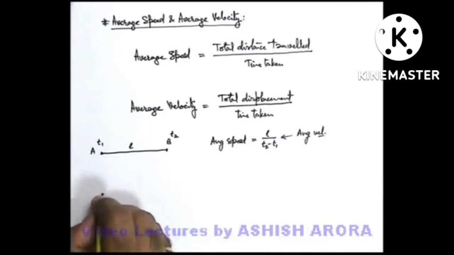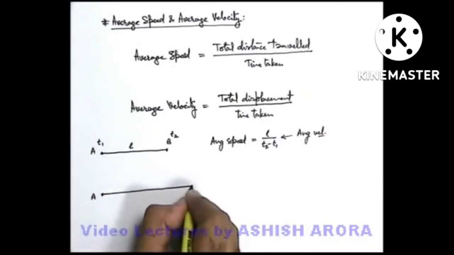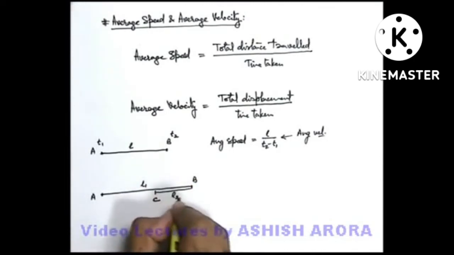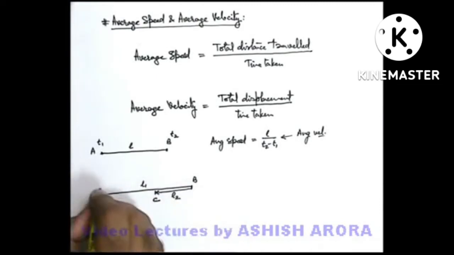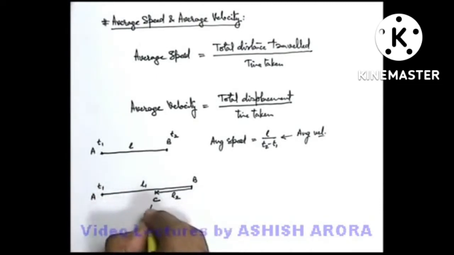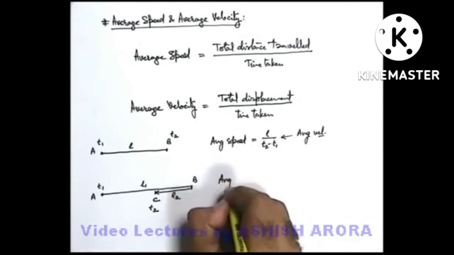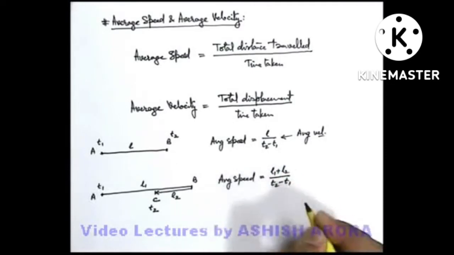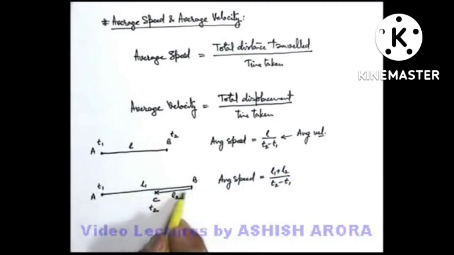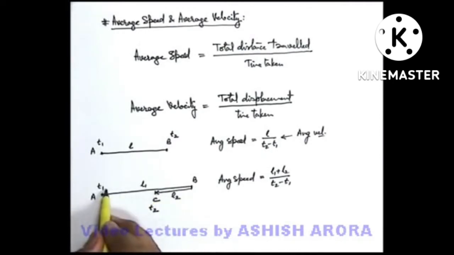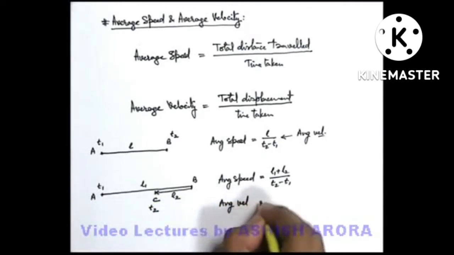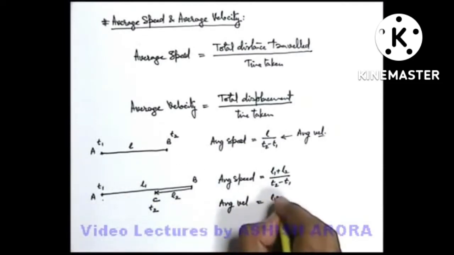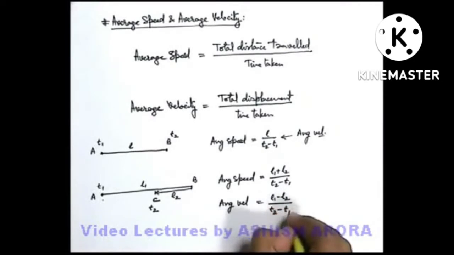But say in a one-dimensional motion the situation is like this: a particle starts from A, goes to a point B located at a distance L1, and then it comes back to a point C by traveling a reverse distance L2, and say it was at position A at time t1 and at C at time t2. In this situation, average speed is written as L1 plus L2 by t2 minus t1, because in moving from point A to C, the total distance covered is L1 plus L2 and the time taken is t2 minus t1. And the average velocity is displacement upon time. So the displacement will be L1 minus L2 and the time remains the same, that is t2 minus t1.